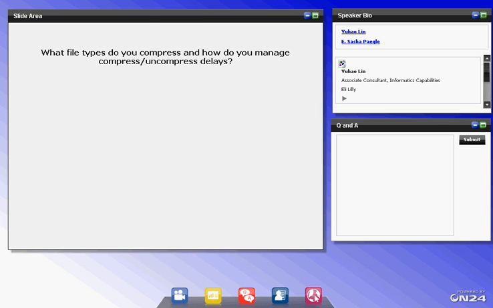All right, great. And here is our next question. What file types do you compress, and how do you manage compressed or uncompressed files? Okay, so we compress the FASTQ files and any other large text files that we find. FASTQ files, we can do that automatically. The others are not, we might have to do that manually.